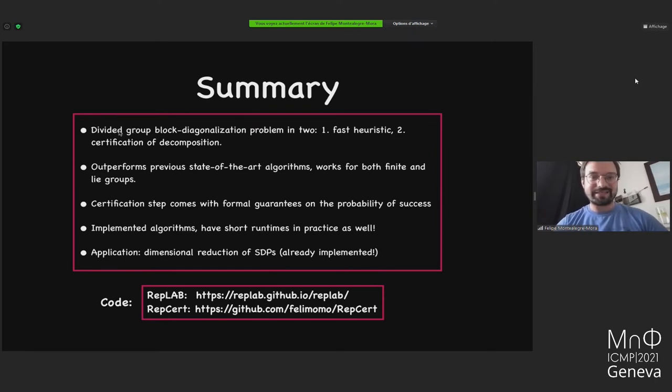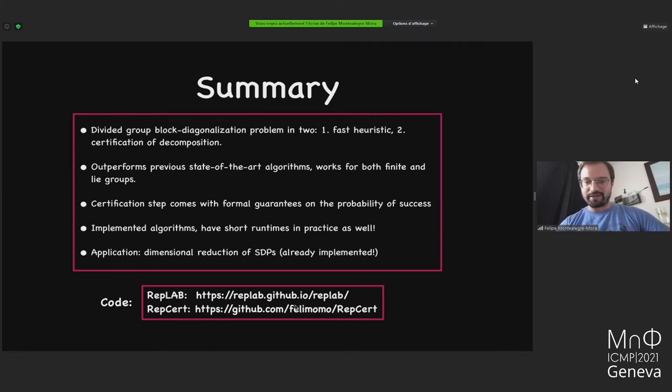As a summary, what we did is divide the block diagonalization in two parts. One is a fast heuristic to block-diagonalize, and then a second one to provide a formal guarantee that this is actually close to the real decomposition. This algorithm outperforms state-of-the-art algorithms for formally guaranteed decompositions of group representations, and it works for both finite and compact Lie groups. The state of the art is one algorithm that works for finite groups, and we can extend it essentially to all compact groups. As I said, this comes with a guaranteed probability of success.